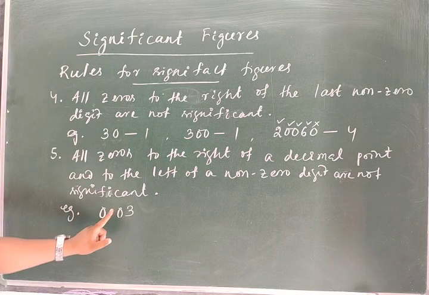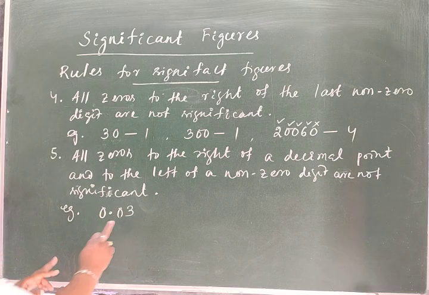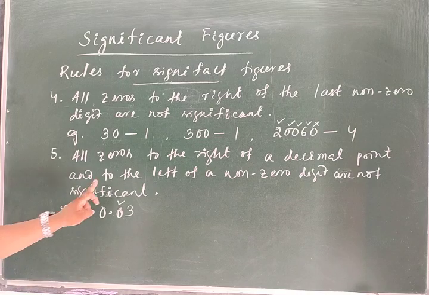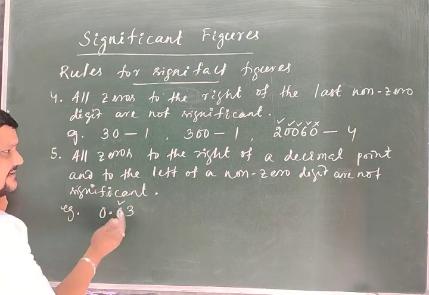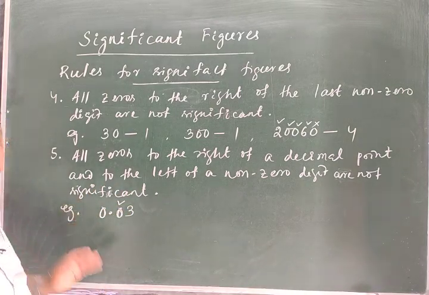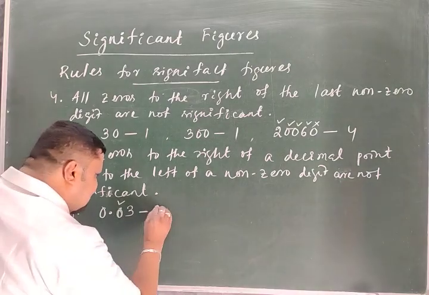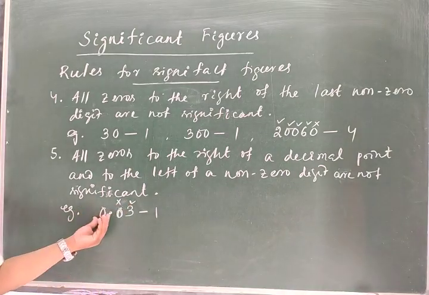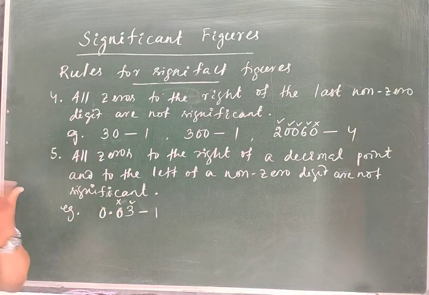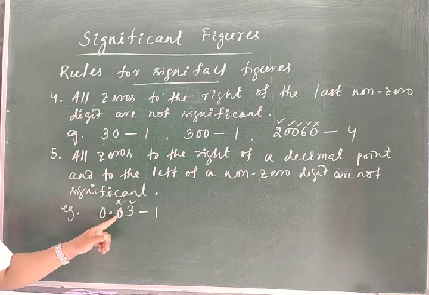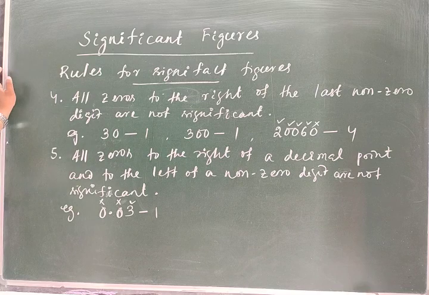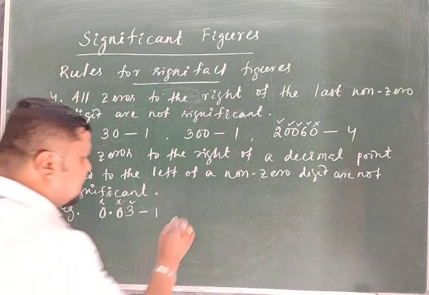All zeros to the right of the decimal point, this zero is to the right of the decimal point, and to the left of a non-zero digit are not significant. Means what you will write here is significant? This one only. This is not significant, and obviously this zero is not significant because this is 0.03. So you can write this as not significant, and this zero is also not significant. Clear?